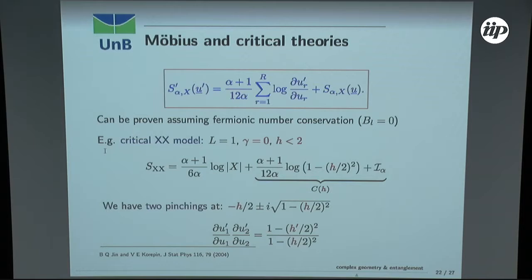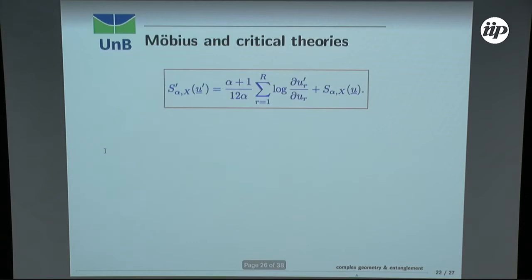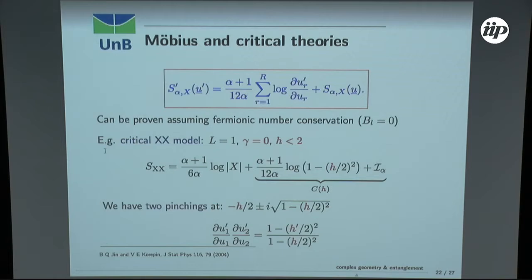Capital X is the region I'm integrating out. I trace it. Then there are two pinchings, like this one. There are two pinchings like this one here for this case. And then we can see that this formula works well. There is also the case when I go to the Ising critical line, where there will be only one pinching. Then we can also say that.